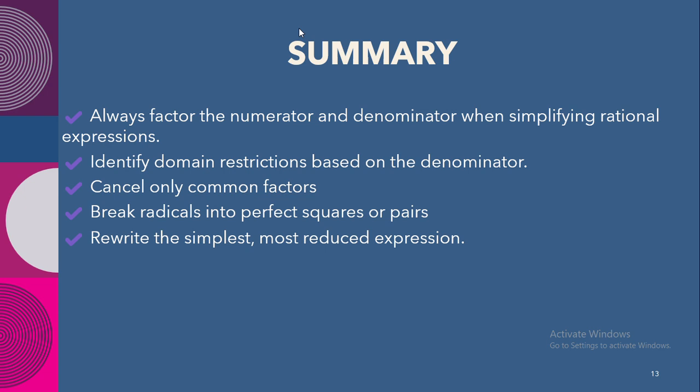Now let's hop on to the summary. To summarize, here are the main ideas for today's lesson. Always factor the numerator and the denominator when simplifying rational expressions. Identify the domain restrictions based on the denominator. Cancel only common factors. Break radicals into perfect squares or pairs. Rewrite radical expressions in simplest form. These skills will help you handle more complex algebra expressions and prepare you for future math classes.